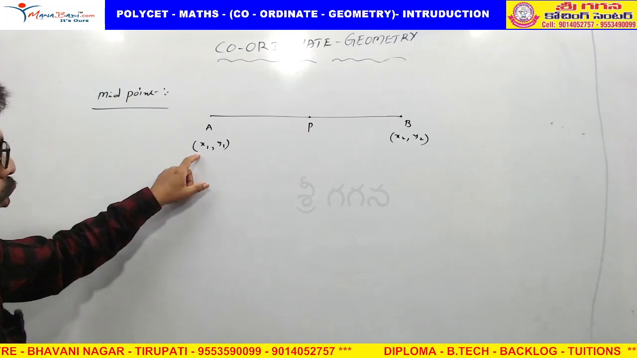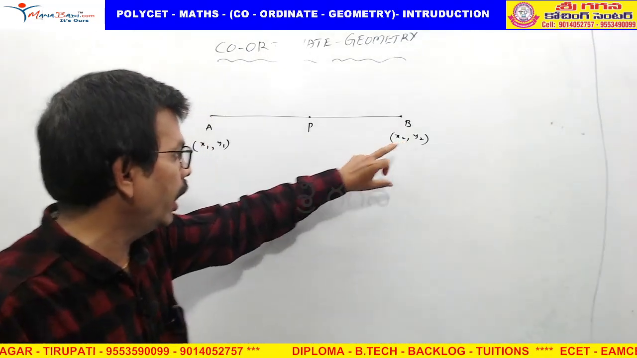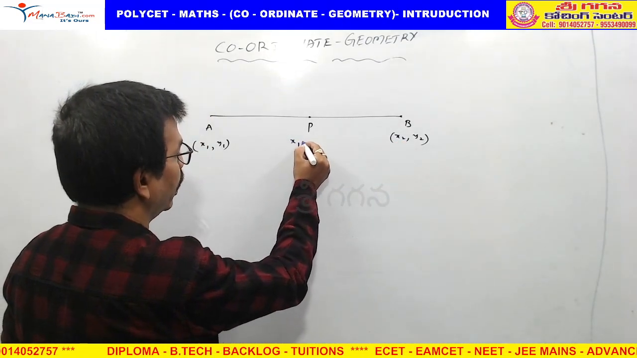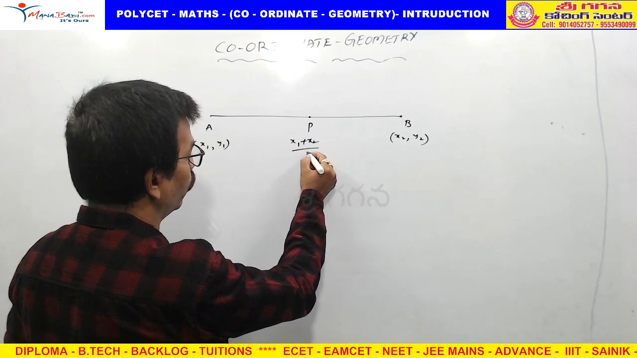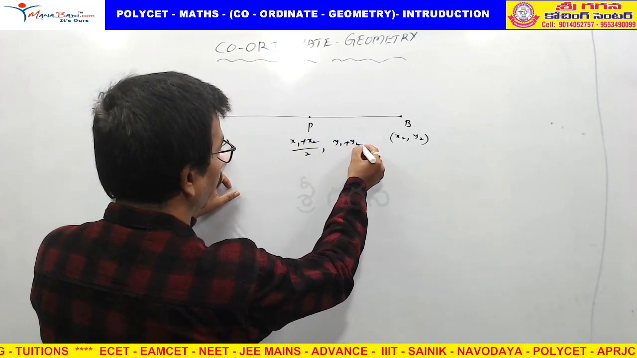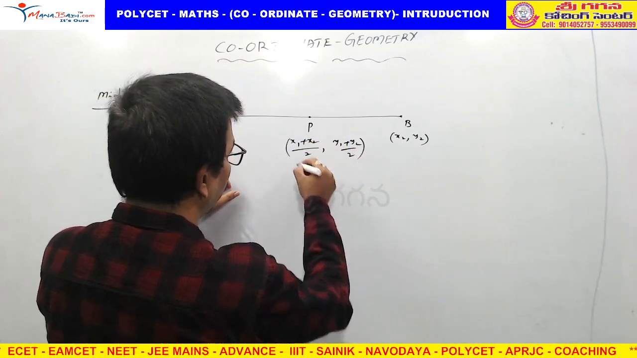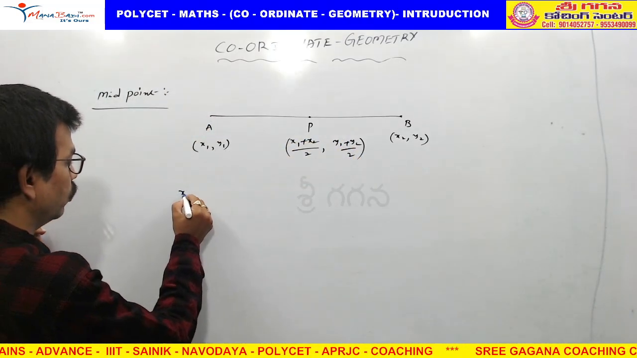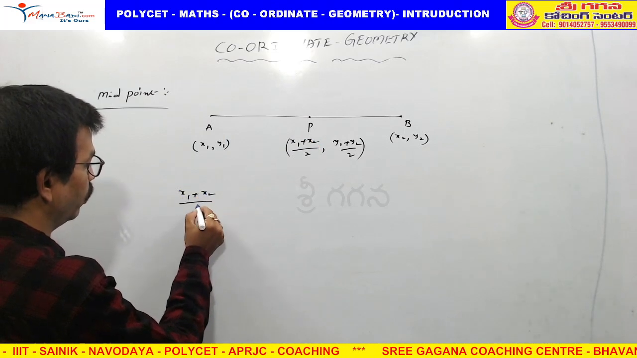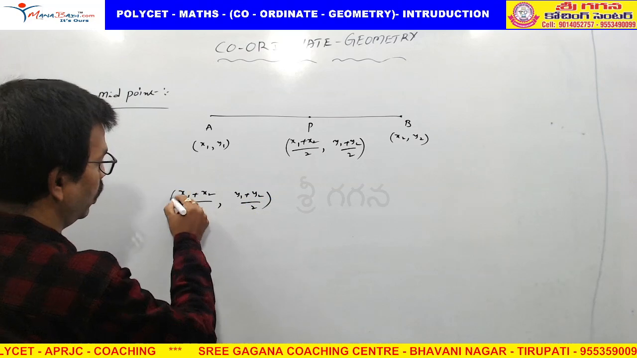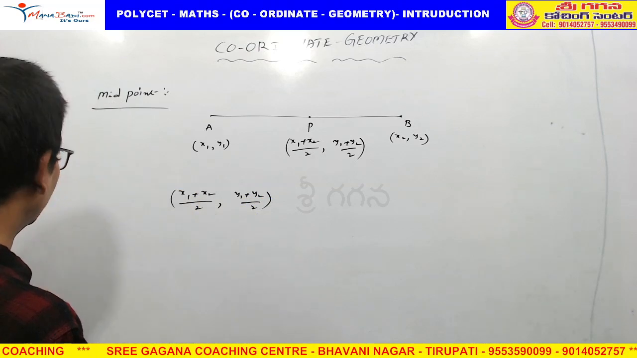So here, the x coordinates, you have to take by 2. That means the first point is written as x1 plus x2 by 2 comma y1 plus y2 by 2. If you apply this formula, then you will get the midpoint. So x1 plus x2 by 2, y1 plus y2 by 2. It is very easy. Okay. Next.